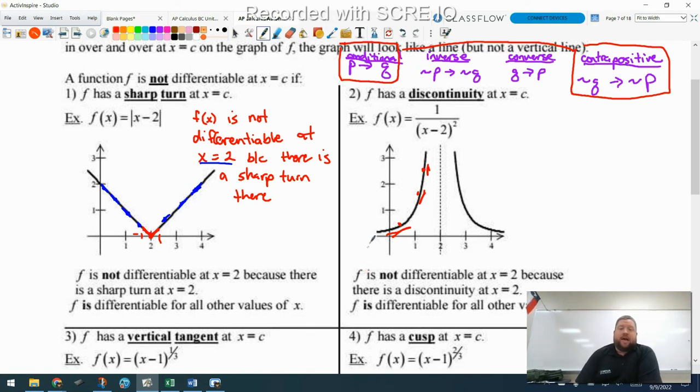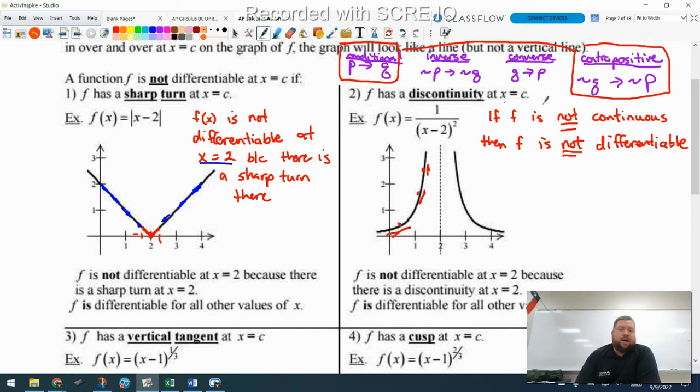So what this is saying is that if f is not continuous, then f is not differentiable. That's what we just learned in this section of our notes. Well, what I'm saying is that if we do the contrapositive of this, we will get a statement that's logically equivalent. All right, so let's write the contrapositive of this.